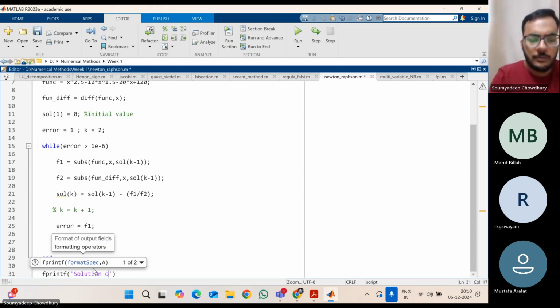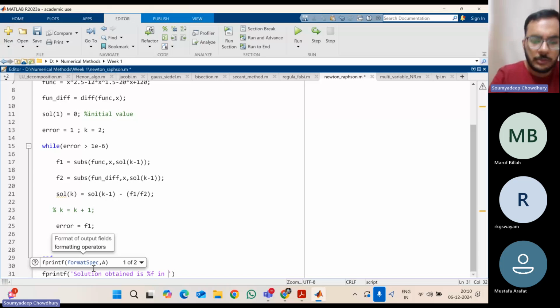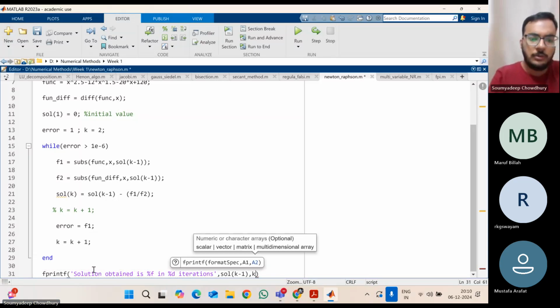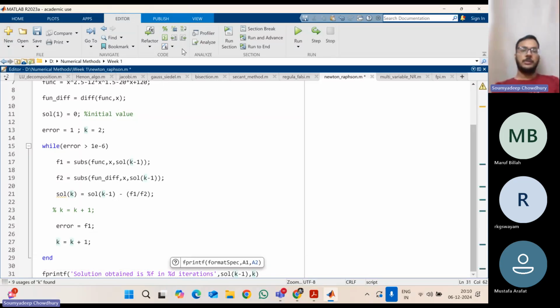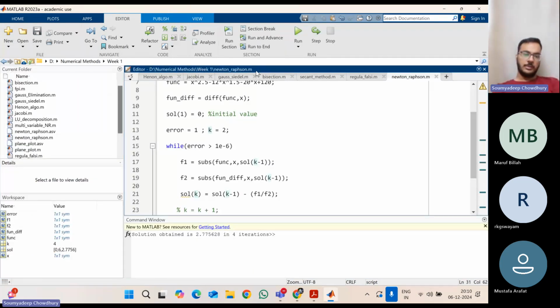Solution, sol of k minus 1. So if we run this code, you can see here your solution is 2.77 in 4 iterations.